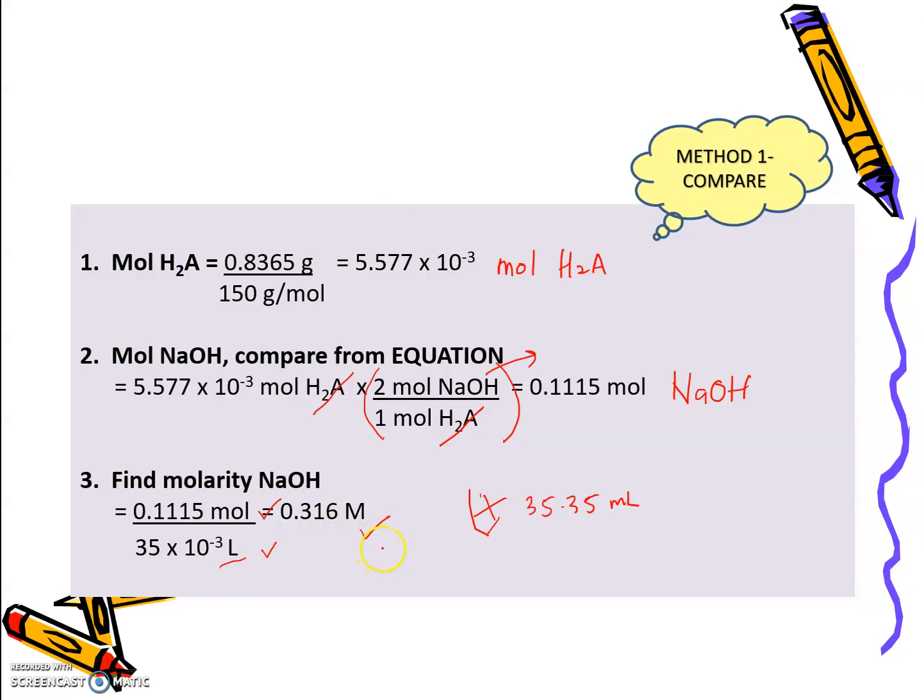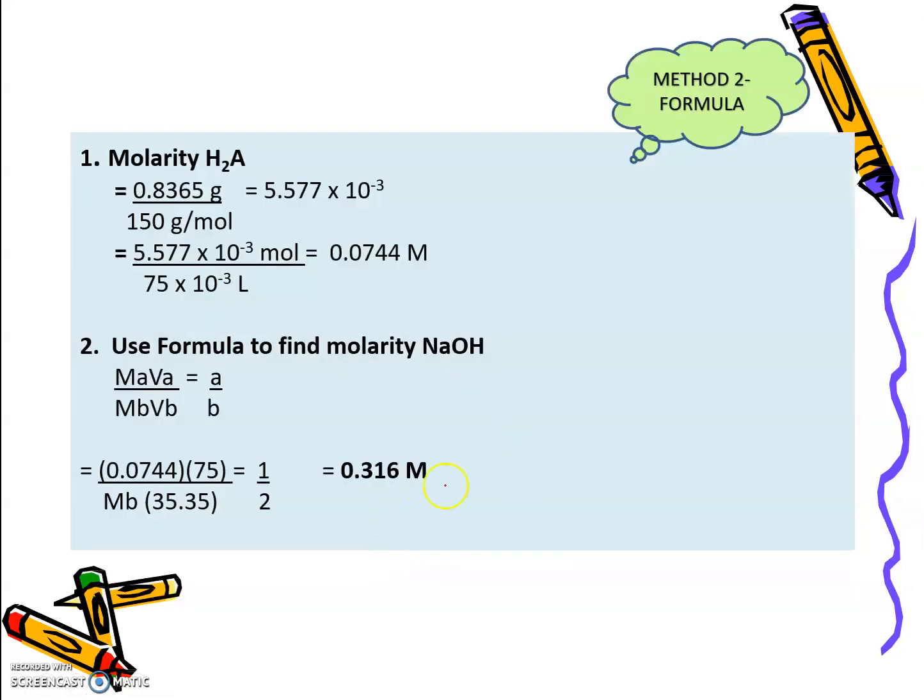Or you can use the formula: molarity of acid times volume of acid, divided by molarity of base times volume of base, equals A coefficient of acid over B coefficient of base. To find the molarity of base, the question asks you to find the molarity of base, so we have to know the value of molarity of acid, volume of base, and the coefficients.